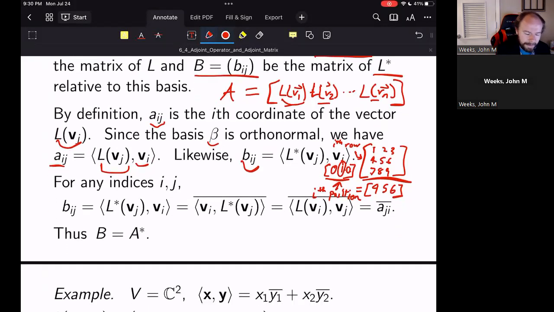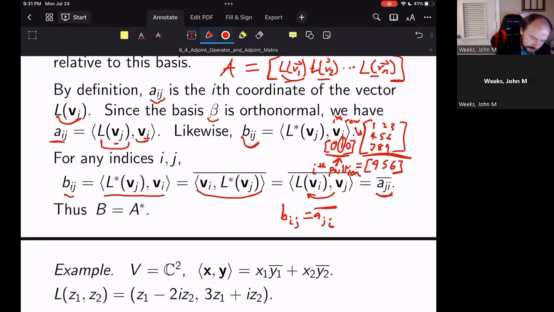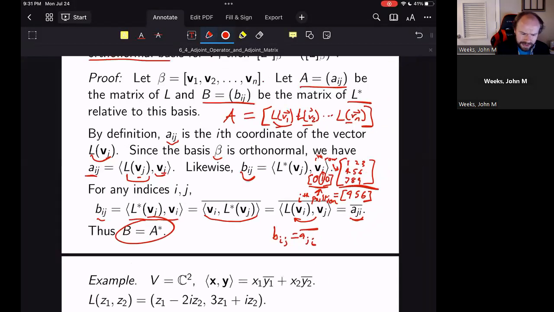Let's connect A sub ij and B sub ij using this inner product. B sub ij is L star Vj comma Vi. We can switch these two by getting a conjugate bar up here, and then we can bring the L back, just like we can with the adjoint. Then this is LVi comma Vj. Notice that j and i have switched places, so this is A sub ji bar now, thanks to the bar up here. Well, if B sub ij is equal to A sub ji bar, then that's exactly the definition of the adjoint matrix. So B is equal to A star, as desired.